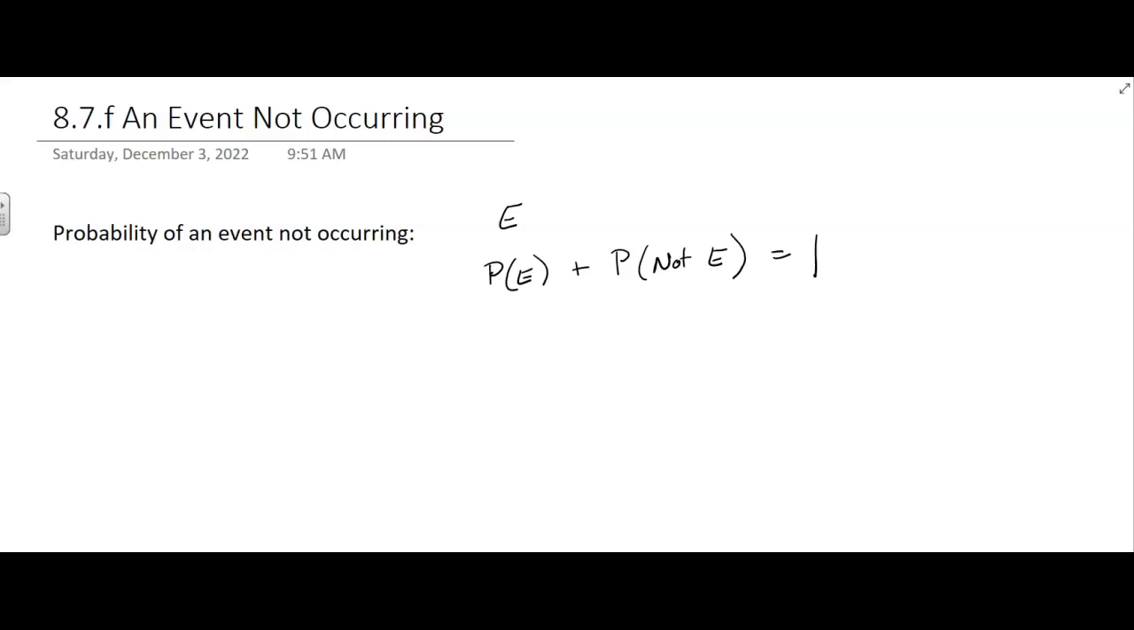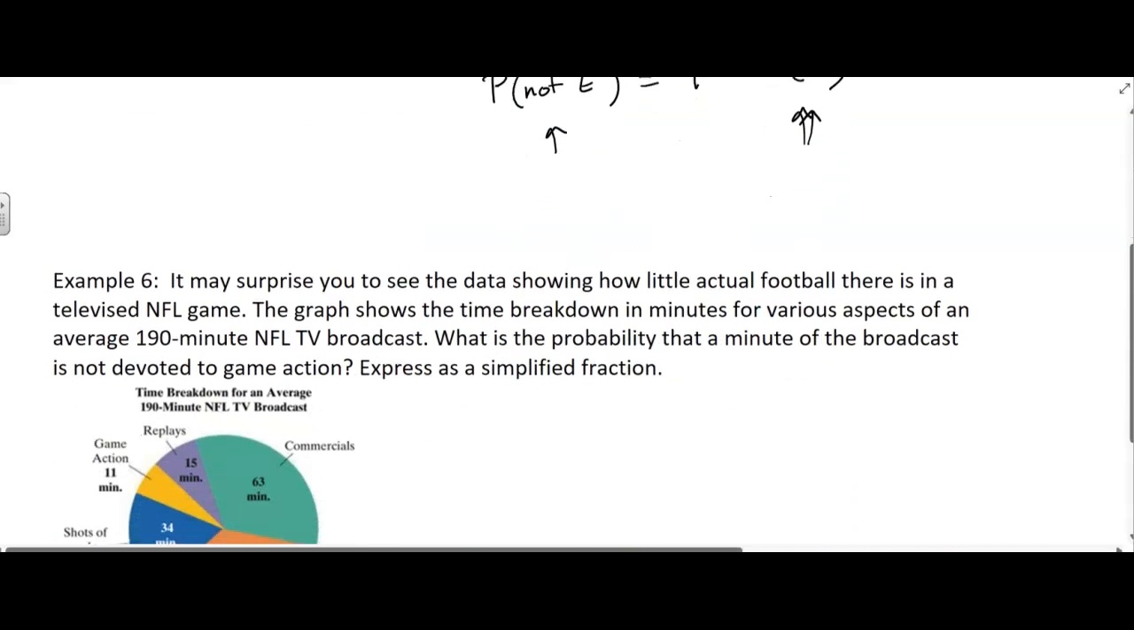Either you get a red card or you don't get a red card, or you either get a spade or you don't get a spade. Okay, that's how that's working. So they label it the probability of not E. The event is not happening. Together they have to equal 1. So you could say the probability of not E equals 1 minus the probability of the event. Sometimes it's easier to figure this out by figuring out not E, and sometimes it's easier to figure it out by figuring out the probability of the event.